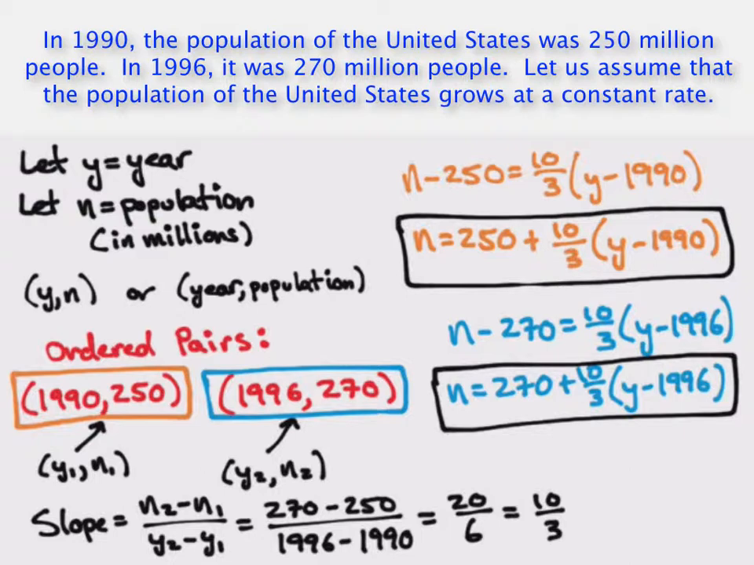For the one in orange, in the year 1990, the population was 250 million, and it grew at a rate of 10 million people every 3 years. Or for the one in blue, in 1996, the population was 270 million, and of course, it grew at a rate of 10 million people every 3 years. Again, now that we have an equation, if we're told a year, we can substitute that in for y in either of our equations and solve for n, and find the population in that year. Or, if we're given a population, we can substitute that in for n, and solve for y to figure out in what year that would be the population.